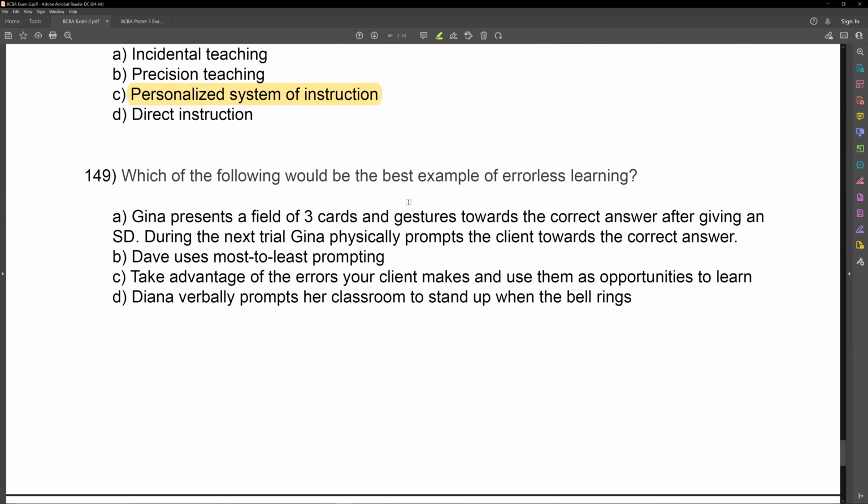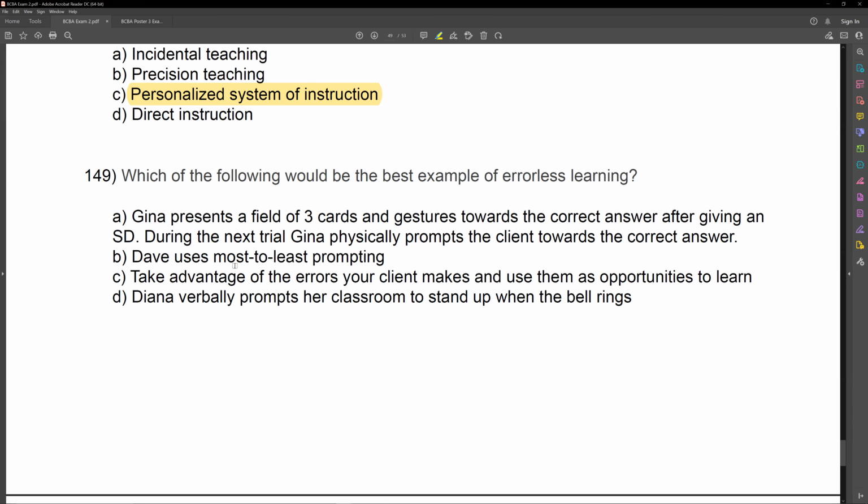Which of the following would be the best example of errorless learning? Errorless learning, what are we trying to achieve? We are trying to achieve the client engaging in the correct response without engaging in an incorrect response. Simple as that. How are we going to achieve that? A, Gina presents a field of 3 cards and gestures towards the correct answer after giving an SD. During the next trial, Gina physically prompts the client towards the correct answer. Gina is going least to most here. The gesture is not going to guarantee errorless learning. Just because I gesture doesn't mean you're going to engage in the right behavior. A is not a very good example of errorless learning.